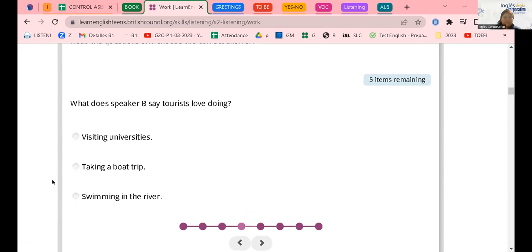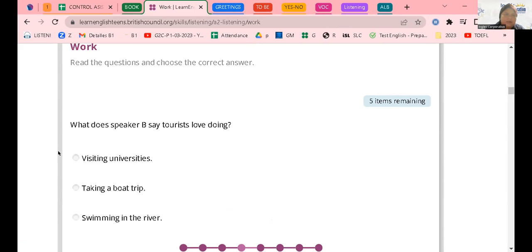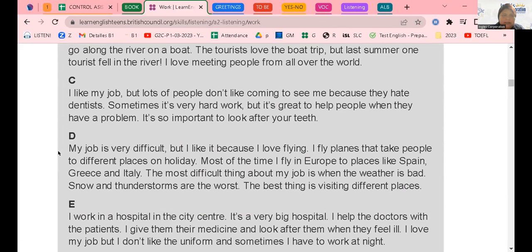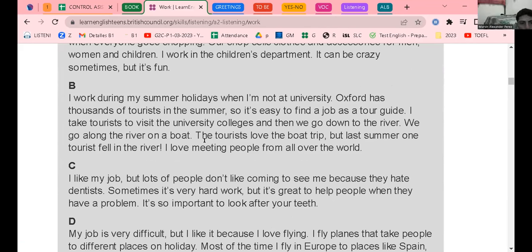What does speaker B say tourists love doing? ¿Qué le gusta hacer a los turistas? So what does speaker B say tourists love doing? ¿Qué les encanta hacer a los turistas? Speaker B. Swimming in the river.